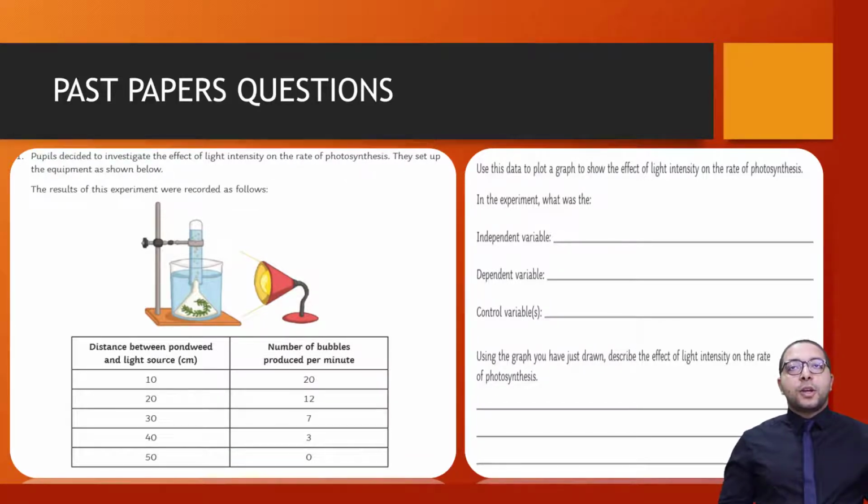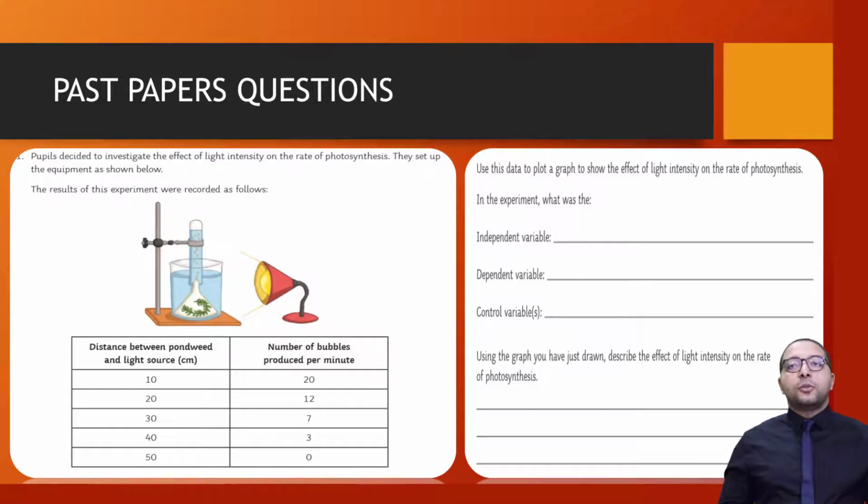Next question. A student decided to investigate the effect of light intensity on the rate of photosynthesis. They set up the equipment as shown below. The results of this experiment were recorded as follows. So we have a table. On one side we have the distance between the bondweed and the light source. On the other side we have the number of bubbles produced per minute. As you can see, we start with 10 centimeters going up to 50 centimeters, and on the other side we have the number of bubbles that came as a result of this particular distance.